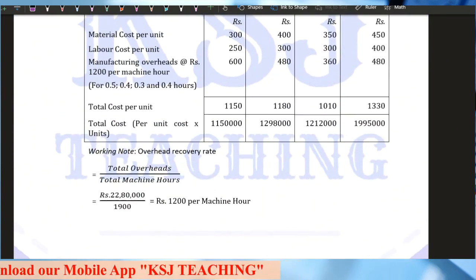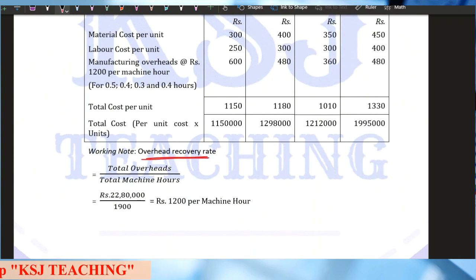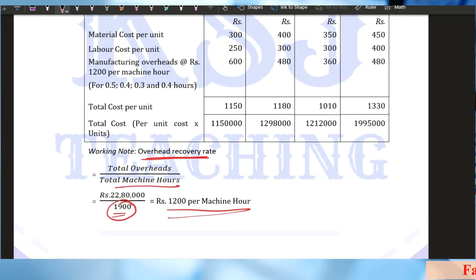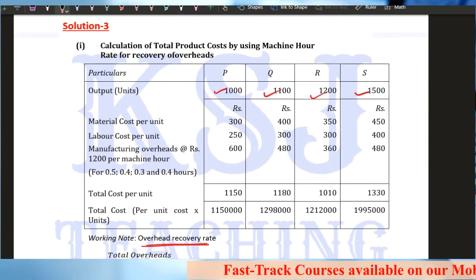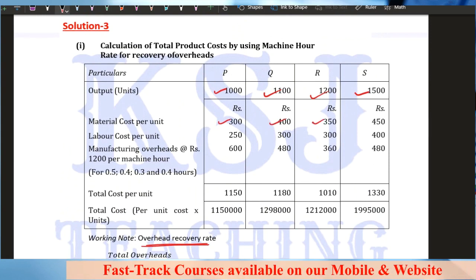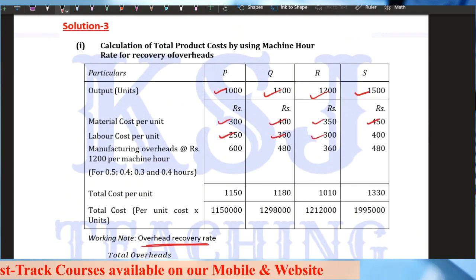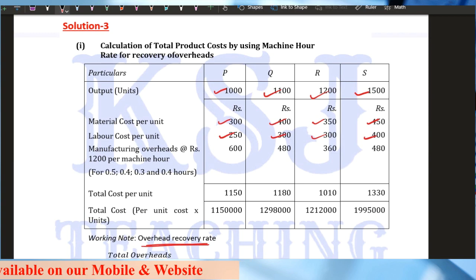Question number 3. First, the overhead recovery rate: total overheads divided by total machine hours, that is 1900, giving 1200 per machine hour. Now, output in units is given to you. Material cost per unit is given to you. Labor cost per unit is given to you. Manufacturing overheads are at the rate of rupees 1200 per machine hour.